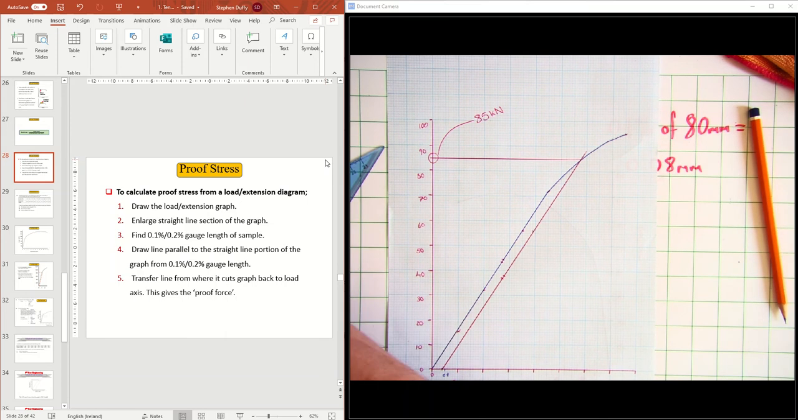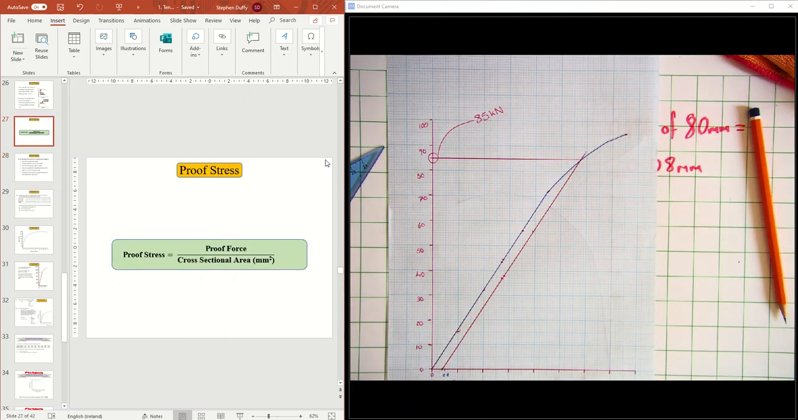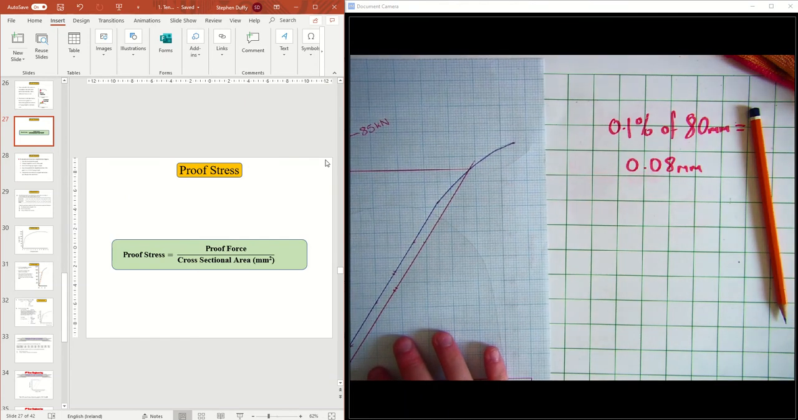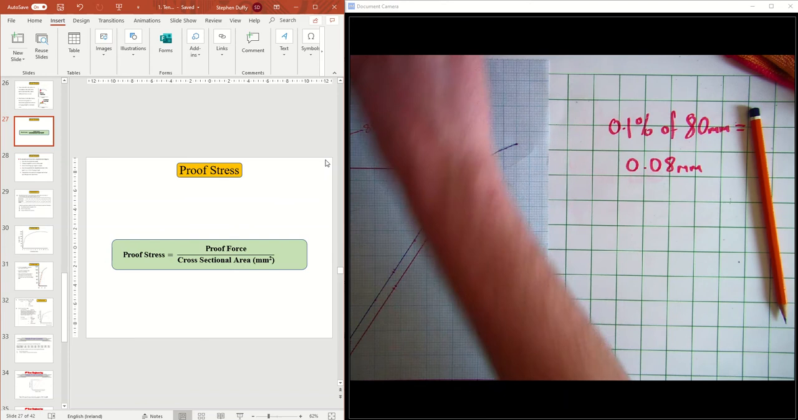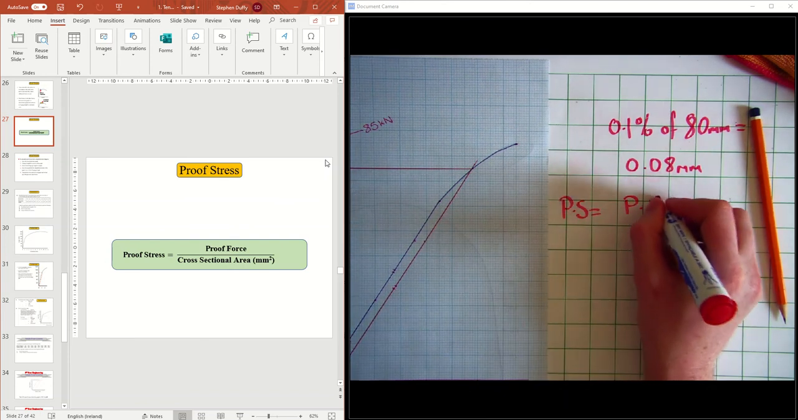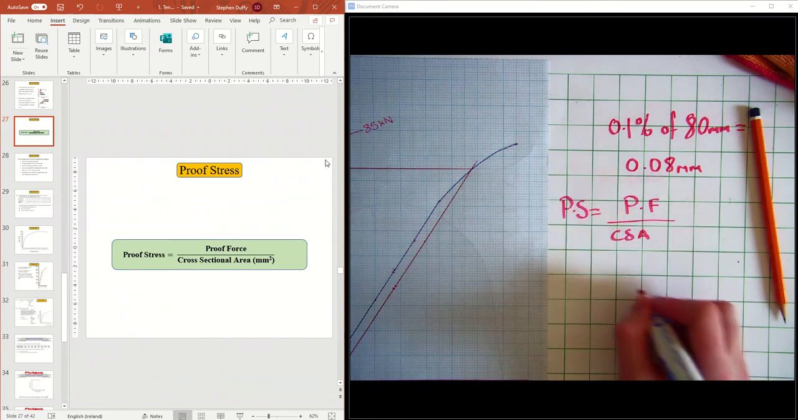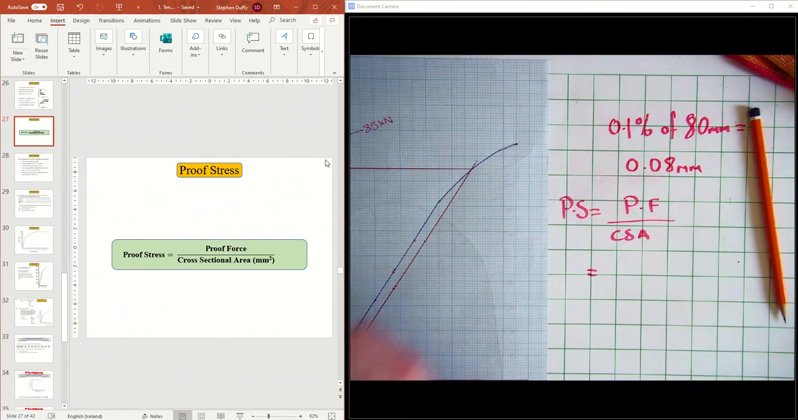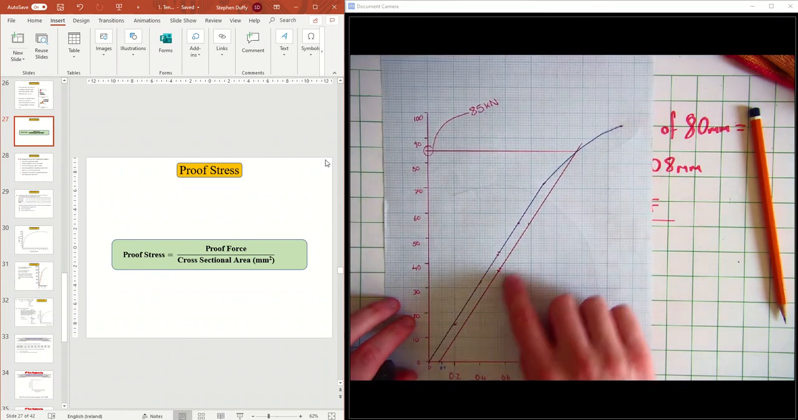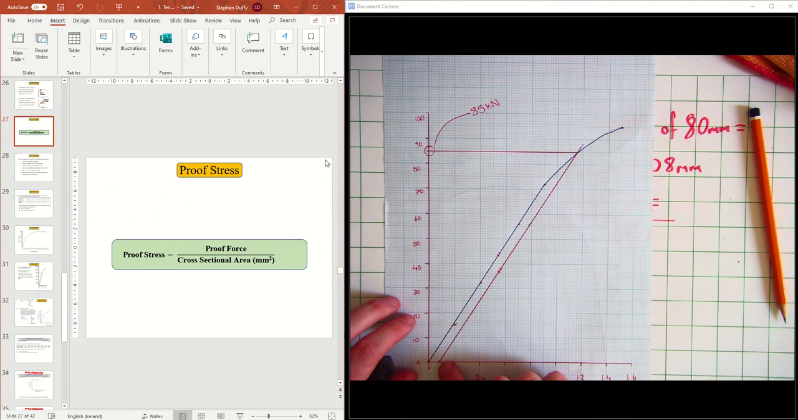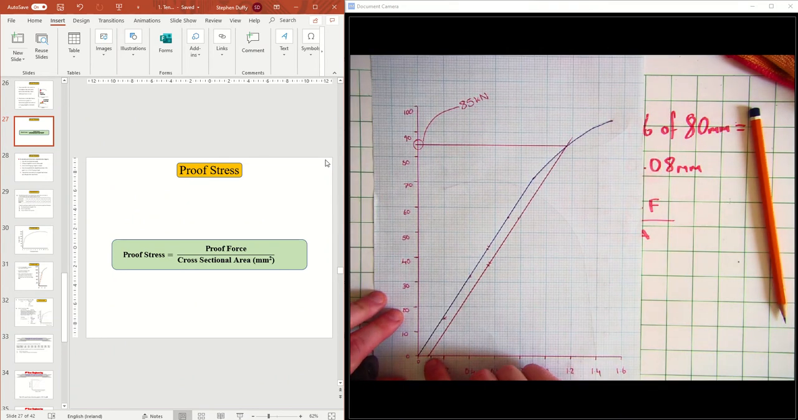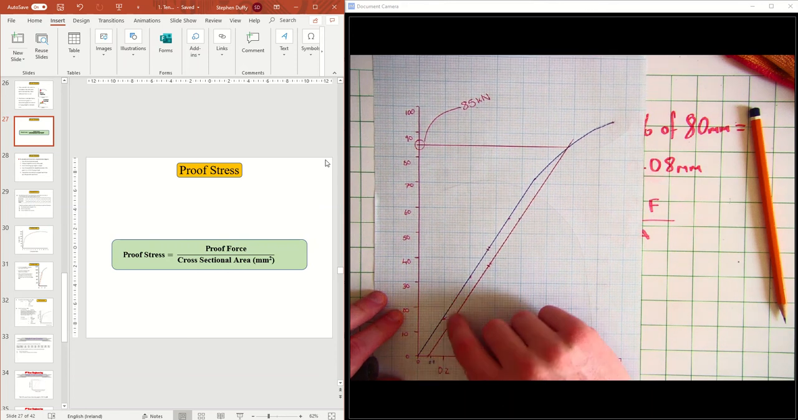So what does this mean? Now we need to put this into our formula. The formula for proof stress is proof force divided by cross-sectional area. So PS equals PF, which is proof force, over cross-sectional area. Proof force, we have to calculate it. To find the proof force, we have to draw a line parallel to the straight line section of the graph from the 0.1% of the gauge length, which we figured out was 0.08. So I enlarged my graph, got 0.08, and drew a parallel line to the straight line section of the graph.